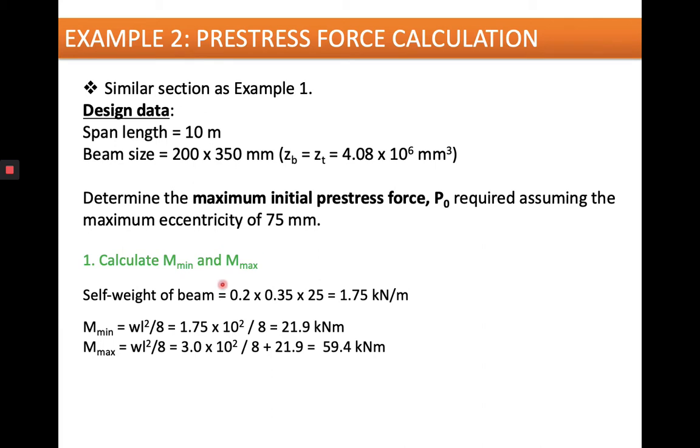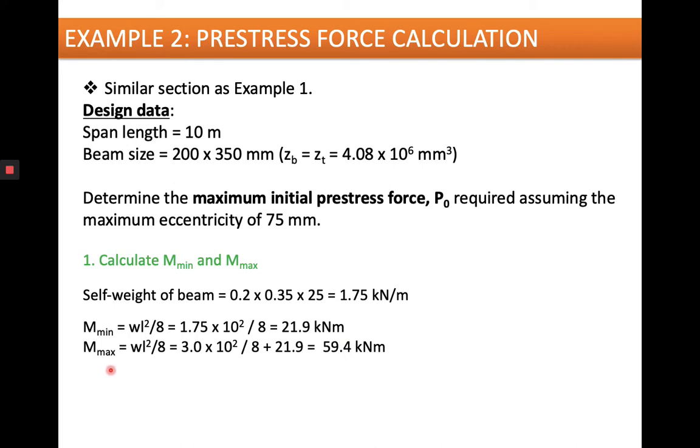Since we already have the size of the beam, we can calculate the self weight of the beam. Similar to the RC design, we have 0.2 times 0.35 times 25, so we have 1.75 kilonewton per meter. Next we will calculate moment maximum and also moment minimum. When we talk about moment minimum, it means that it only considers the self weight of the beam. So we have 21.9 kilonewton meter.